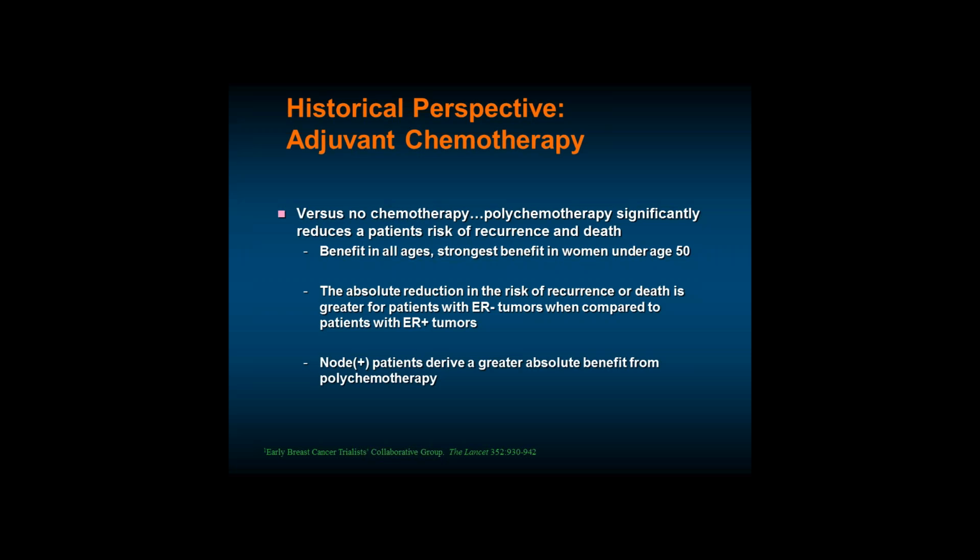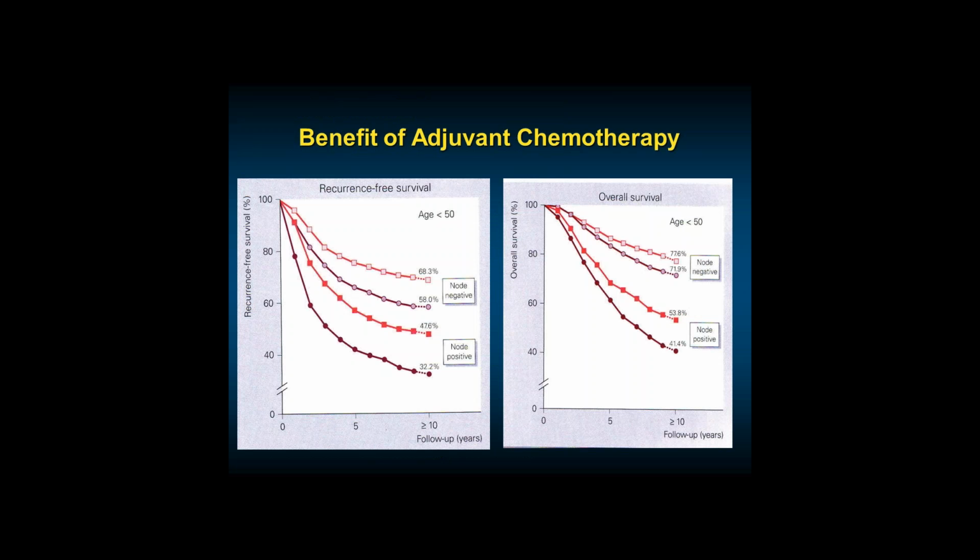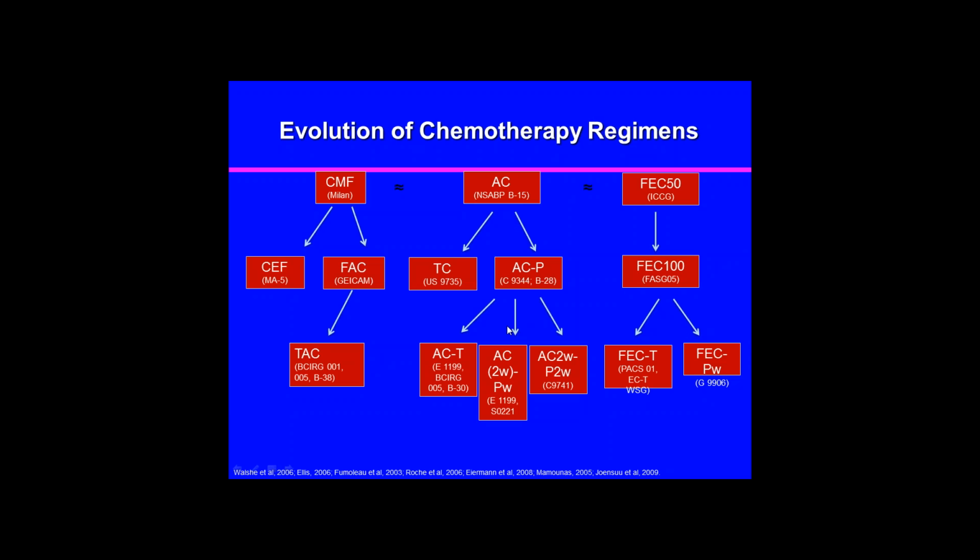And node positive patients derive a greater absolute benefit, although proportionally it's similar to women with node negative disease. But because they're at higher risk, if they have, let's say, proportionally a 30% chance of reduction, that's going to translate into a higher absolute benefit because the absolute risk is higher. So this shows this graphically, again, from the Oxford overview, that shows that women who are node negative derive benefit from chemotherapy, and those that are node positive derive a similar proportional benefit but a greater absolute benefit. And that's true for both recurrence-free survival and overall survival.